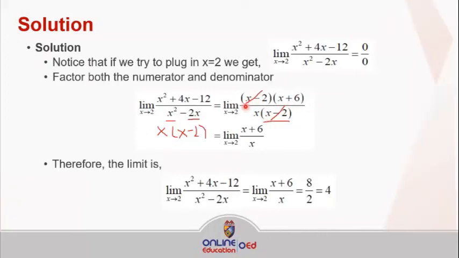Then, since we have both numerator and denominator ng x minus 2, cancel lang siya. Then, yung final natin na limit is, we have the x plus 6 over x. And then, ano ulit yung gagawin natin dito? Kukunin na natin yung value by using yung value natin ng x. Papalitan natin to ng 2. So, we have the 2 plus 6 is 8 over ng value ng 2. 8 divided by 2 is 4. Okay.